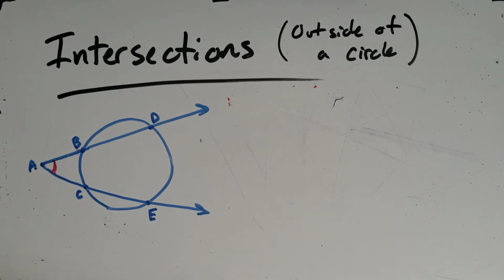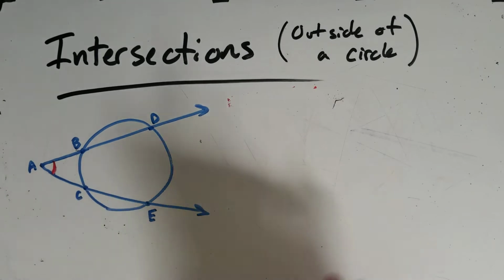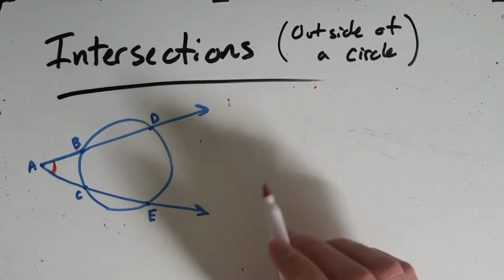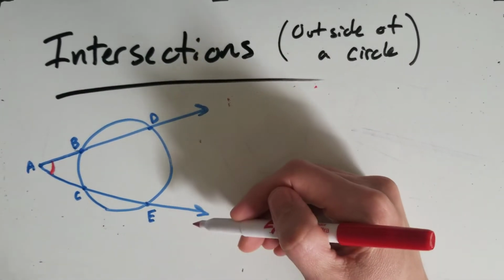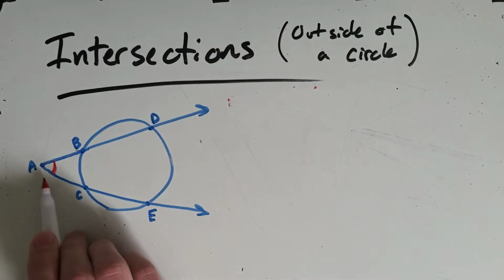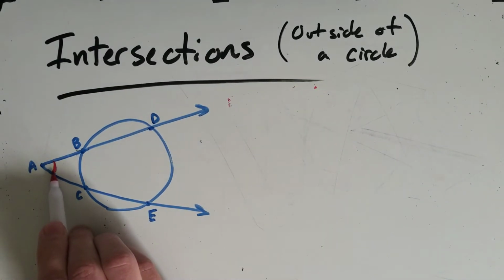if they intersect in the exterior of a circle, then the measure of the angle formed is 1/2 the difference of the measures of the intercepted arcs. So what that means, and we're going to go through case by case here. Our first case is if we have two secants like this. What this is saying is the measure of angle A here, that's the angle formed.